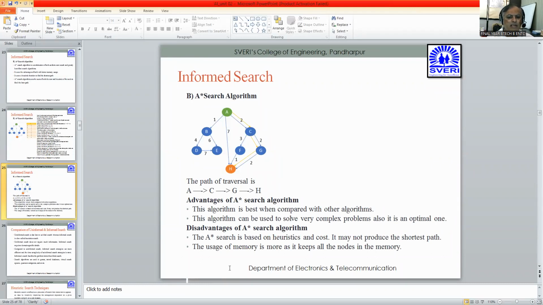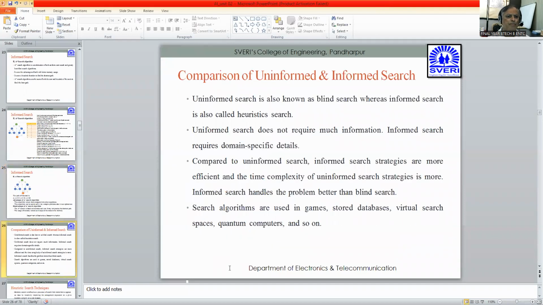Some of the disadvantages: as it is a heuristic search and it is also based on cost, it may not produce the shortest path. So it may not give you the shortest path, and the usage of memory is also more as it keeps all the nodes in memory. So यहाँ पर hold करके रखते हैं तो memory बहुत ज़्यादा इस्तेमाल होगी. So ये कुछ उसके disadvantages हैं. Otherwise it is a quite good algorithm.